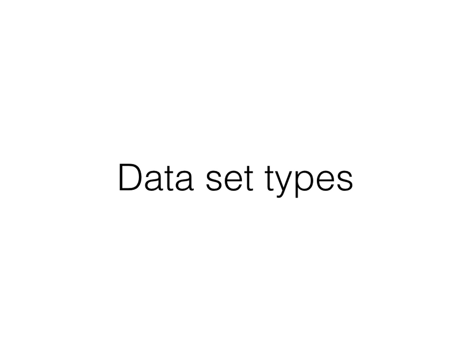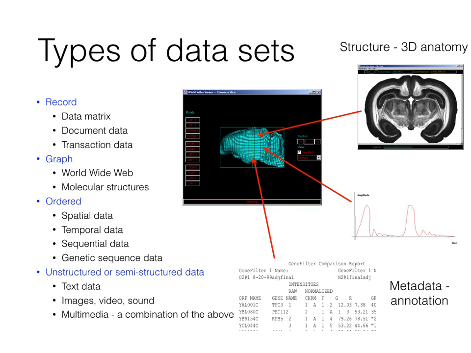So let's now look just at some data sets. This is a picture showing different kinds of data sets around a medical theme. So we can have record data sets, and we're going to go through each of these in detail. So record data sets are essentially things that you can see in a spreadsheet.